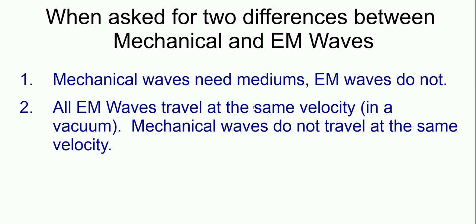All EM waves travel at the same velocity. Well, in a vacuum anyway. Mechanical waves do not travel at the same velocity. Think of a rope wave and a slinky wave. There's no reason to think they're going at the same speed, is there? And they don't. Okay? Here are the 2 differences, and the most important thing is EM waves do not need a medium. Mechanical waves do. Bye.